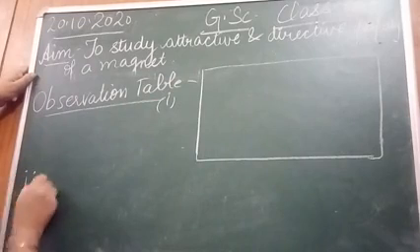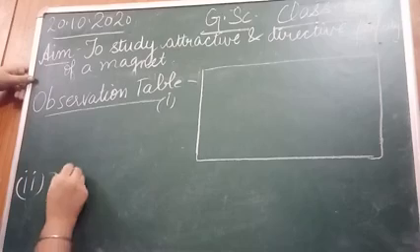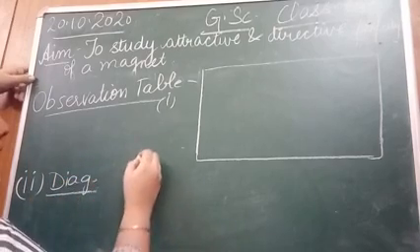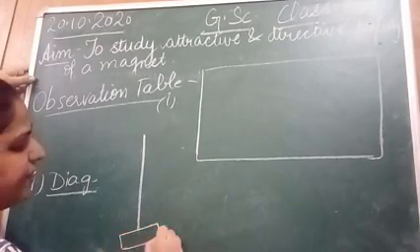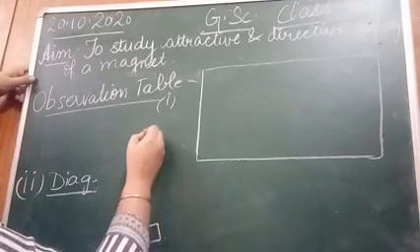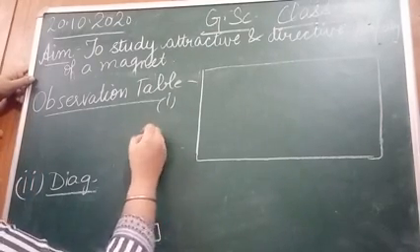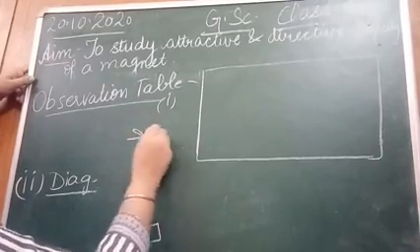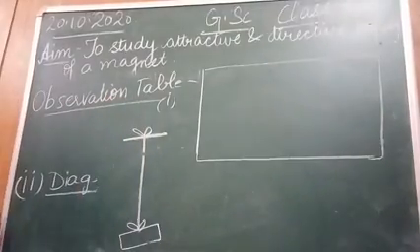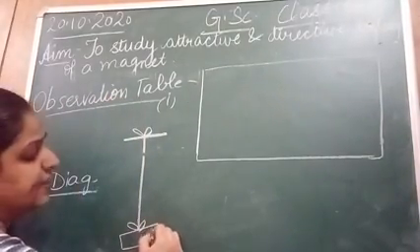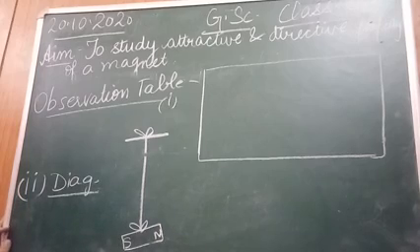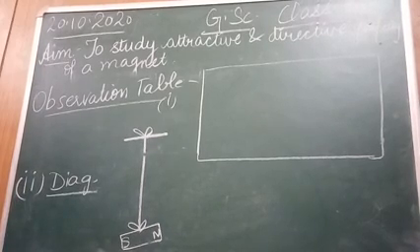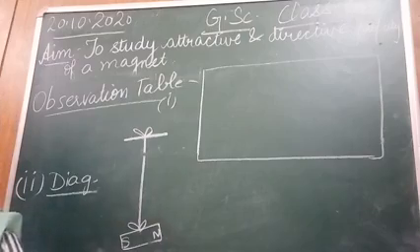Now for directive property, there is a diagram that you can draw. The diagram will be: take a long piece of thread, tie it with a piece of bar magnet. Now you can suspend the thread here. Right? It can move. This is north, this is south. Means it is pointing towards north-south direction. Is that clear? This was the directive property of the magnet.